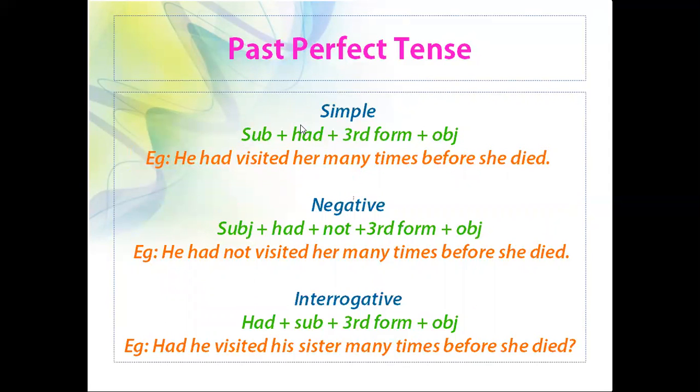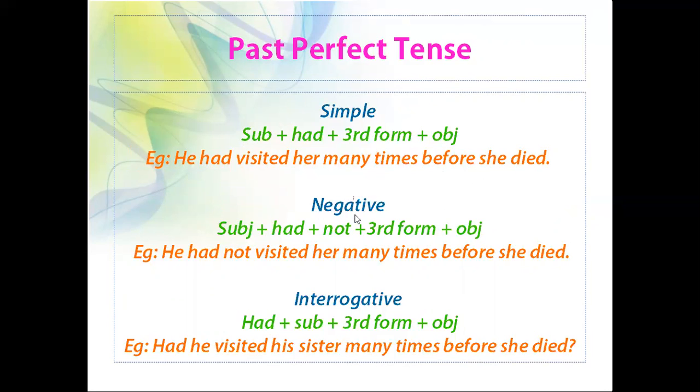This is the structure of past perfect tense. In simple, subject plus had plus third form plus object. For example, he had visited her many times before she died.